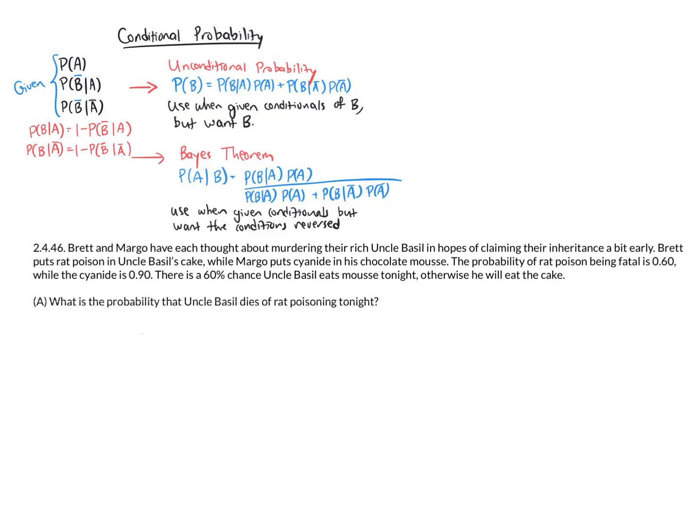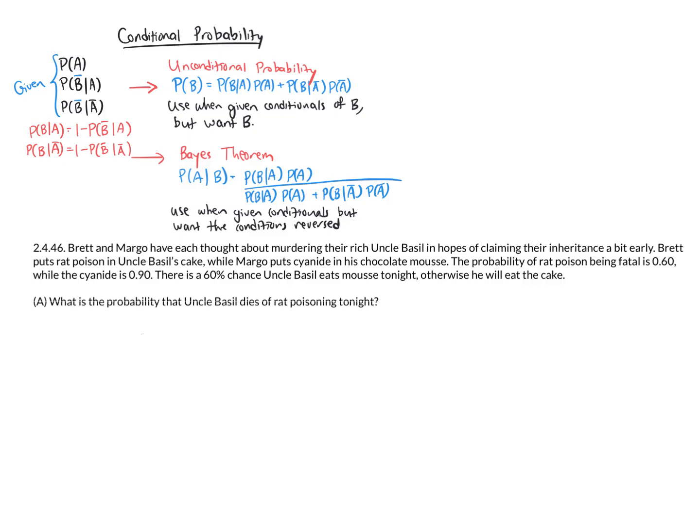So Brett and Margot have each thought about murdering their rich Uncle Basil in the hopes of claiming their inheritance a bit early. Not very good nieces and nephews. Brett puts rat poison in Uncle Basil's cake. Margot puts cyanide in his chocolate mousse. The probability of rat poison being fatal is 60%, while cyanide has a 90% chance. There is also a 60% chance that Uncle Basil will have the chocolate mousse tonight, otherwise he eats cake.